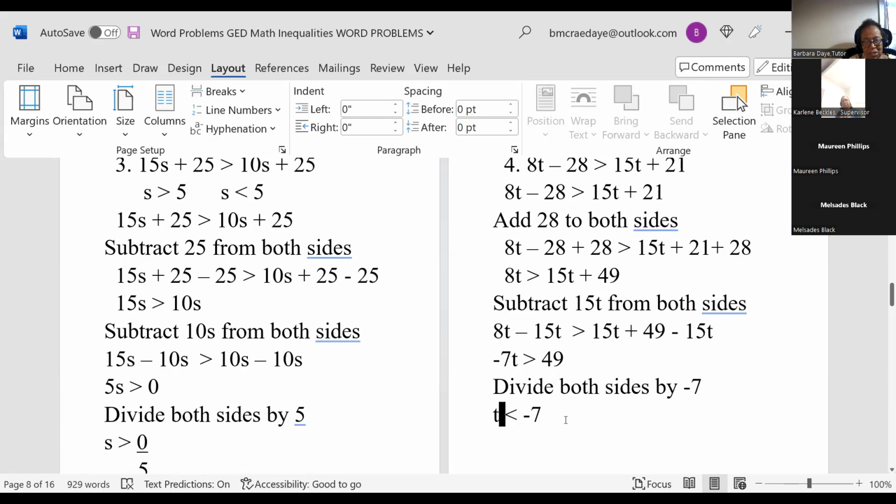And so your answer will be t less than minus 7. And you reverse the sign because you divided by a negative, right? Yes, thank you. Got it? Yes, miss. Maureen, did you get that answer? Yeah. Wow. Okay. All right, so we're going to stop here.